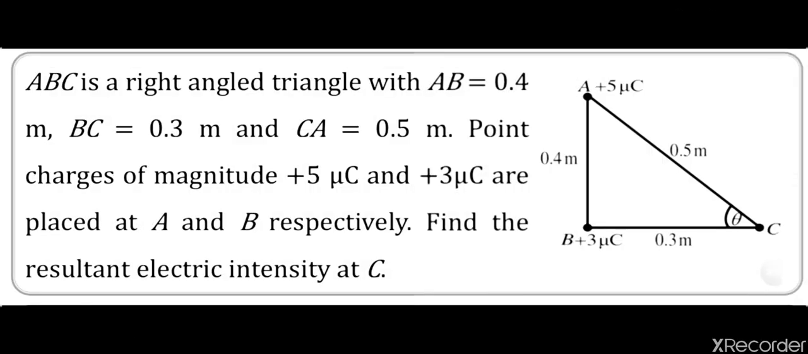Now the next problem. ABC is a right angle triangle with AB equal to 0.4 meter, BC equal to 0.3 meter, CA equal to 0.5 meter. You can look at it in the picture. Point charges of magnitude plus 5 microcoulomb and plus 3 microcoulomb are placed at A and B respectively. Find the resultant electric intensity at C. At the point C, we have to find the resultant electric field intensity. And that AC value is given, that is 0.5 meter. All the side measurements are given.